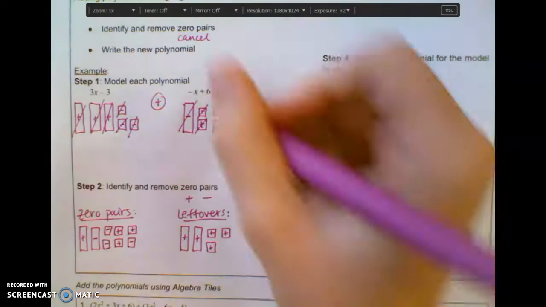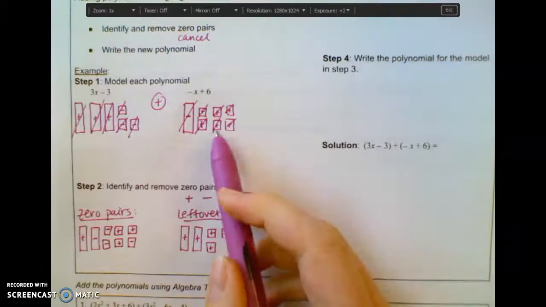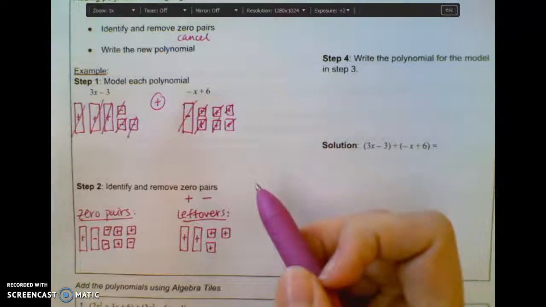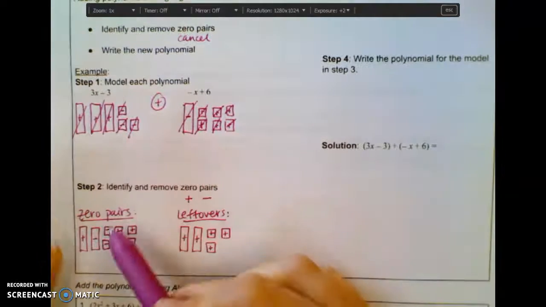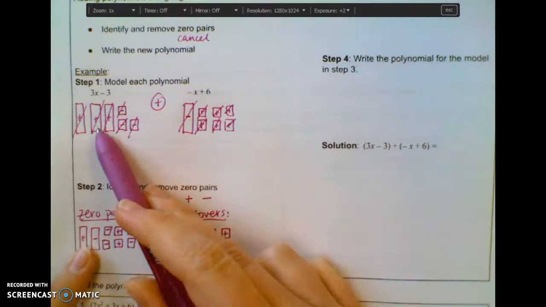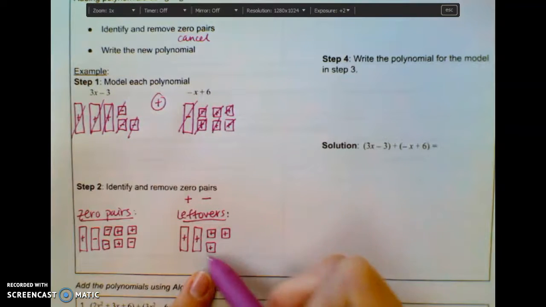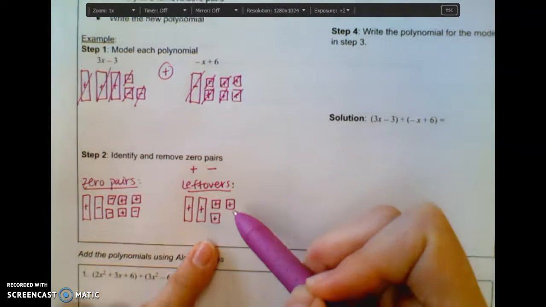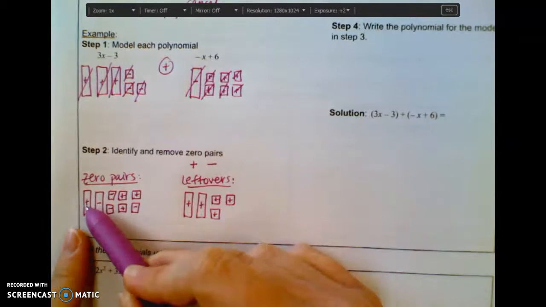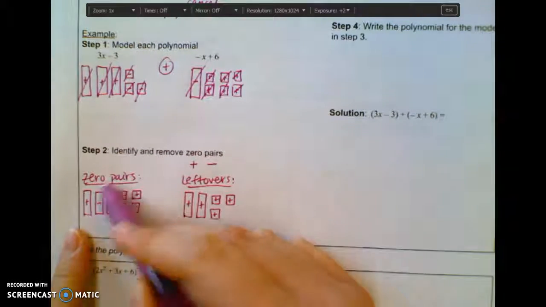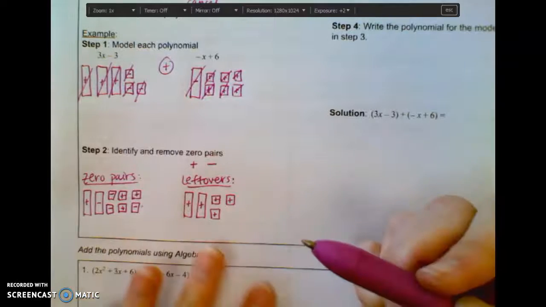Okay? So we modeled them. We took the 0 pairs. That just means what's going to cancel? A positive and a negative cancel, and we were left with 2 of the positives. Positive and negative cancel, and we were left with 3 of the positives. So in our 0 pairs, plus and minus are going to cancel. All of these cancel because we have pairs of pluses and minuses.